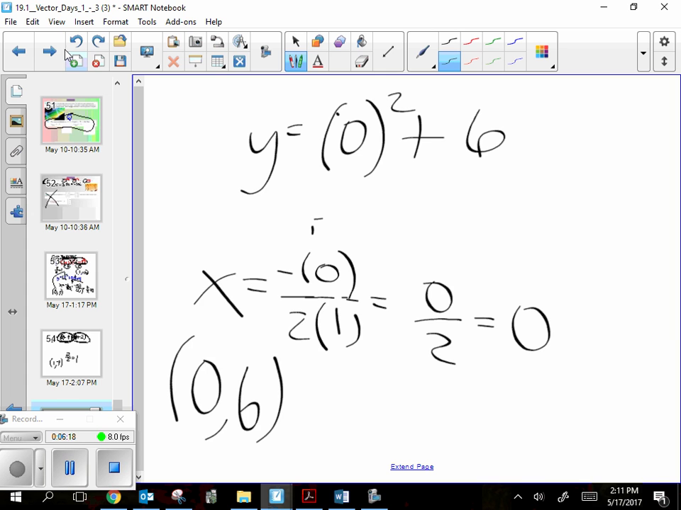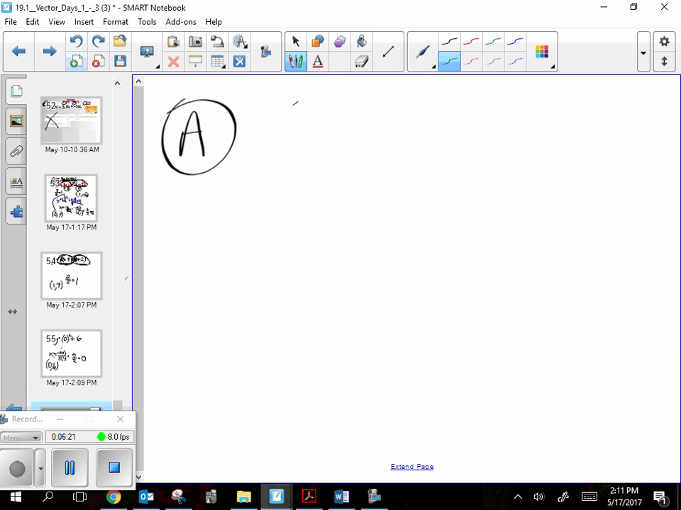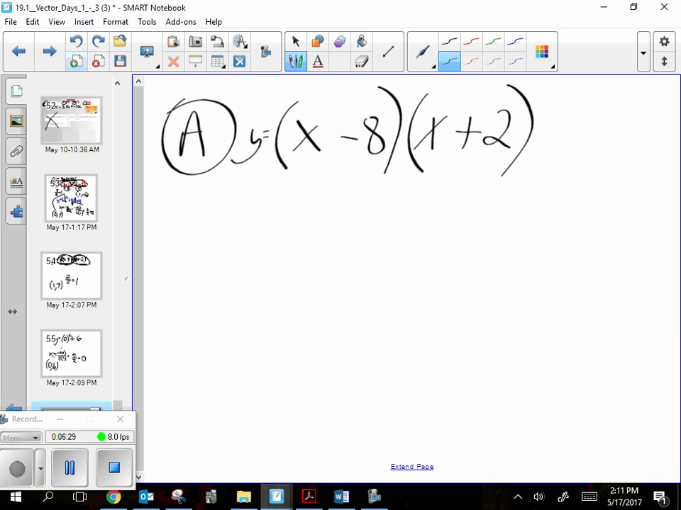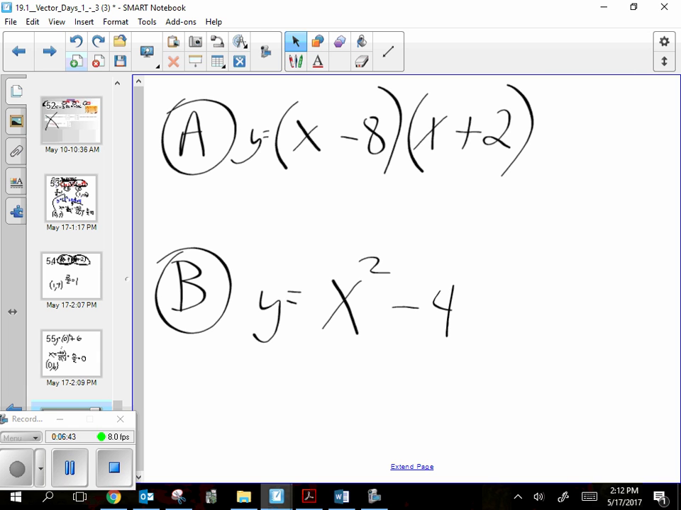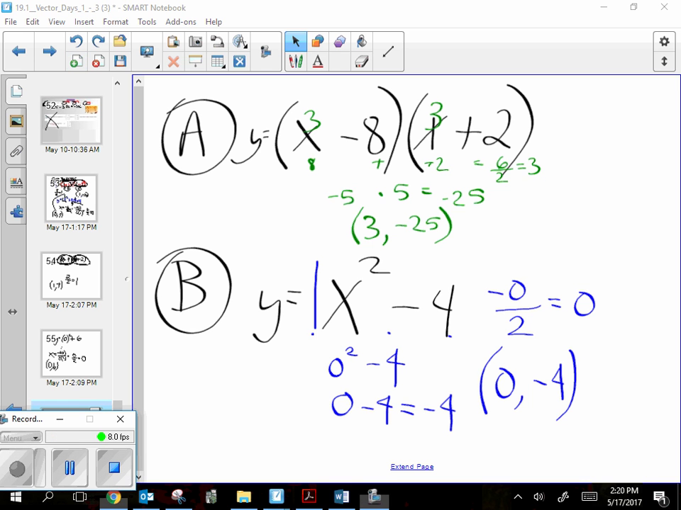So here's part A. What if it was X minus 8 and X plus 2? And then for part B, what if there's no middle term and it just says X squared minus, be careful with that, X squared minus 4. All right, solve those 2. Find the vertex for those 2. I'll pause while you give that a shot.